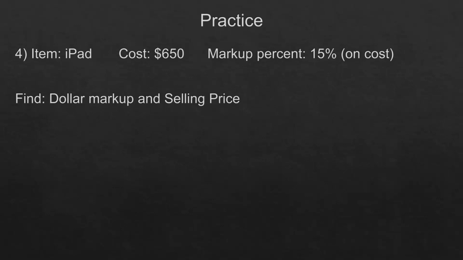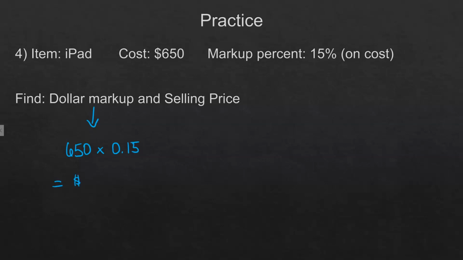All right, here's the next one. The item is an iPad. The cost is $650. The markup percent is 15% on cost. This one's a pretty straightforward one, right? You can say, okay, markup and the dollar markup and selling price is what we're finding. To find the dollar markup, you can just take your cost and we can multiply it by 0.15.